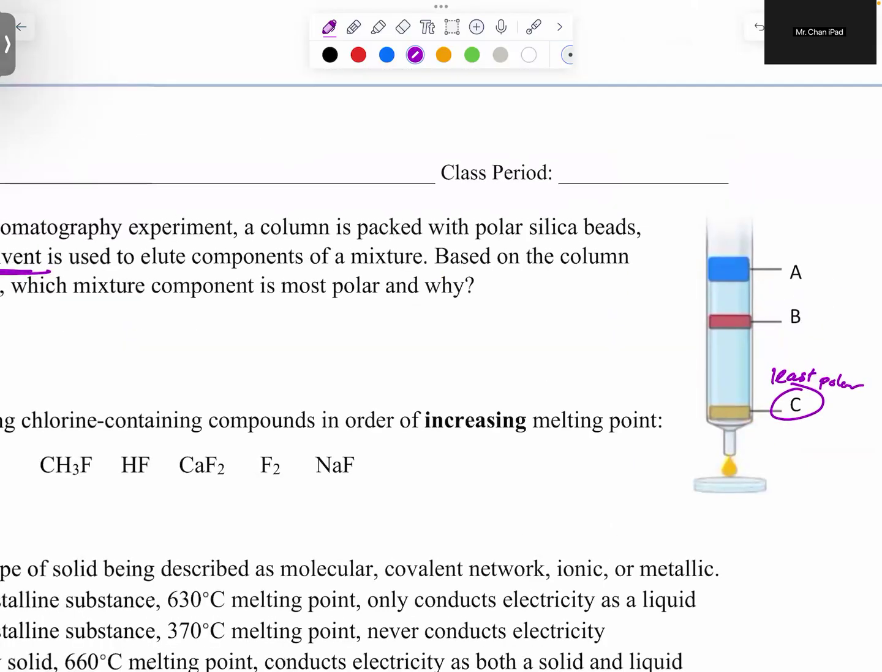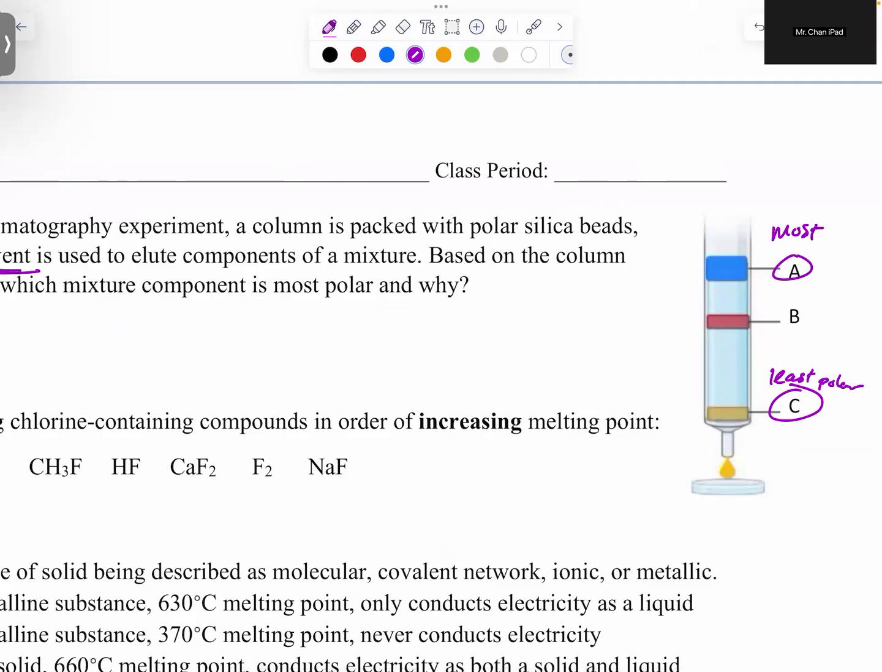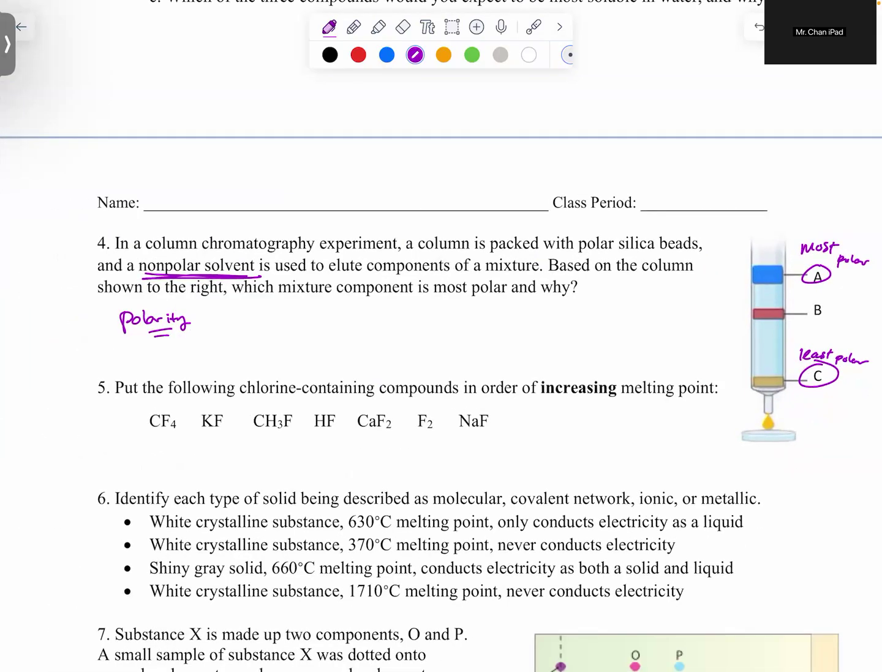Okay. And A is the most polar because it is lagging behind. Non-polar solvents and polar solutes, they don't go into each other hand in hand. So it's getting stuck behind. Okay. So make sure you know that. So column chromatography, again, is about using the polarity difference to separate these solutes from one another. Okay.